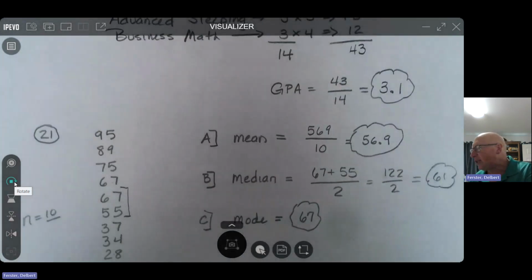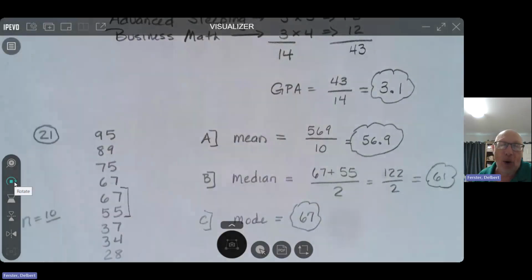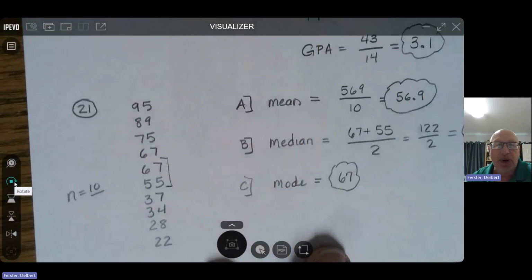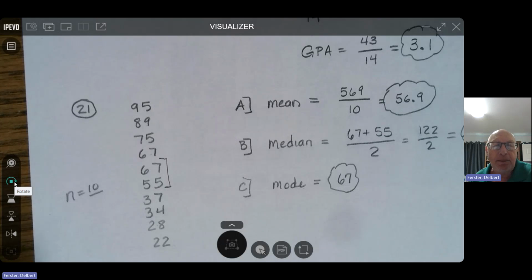Problem number 21 says here's a data stack, and we're going to be asked to find mean, median, and mode. So what I did first is I put the data in order. That's only necessary for median. So all right, I figured out that there were 12 data points after I stacked them in order. And so median in this case will not be one of the data points. In fact, it will be the average of the 2 that are in the middle.